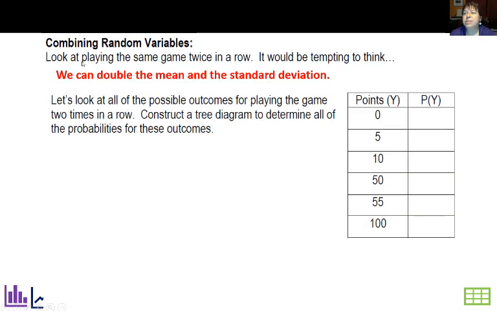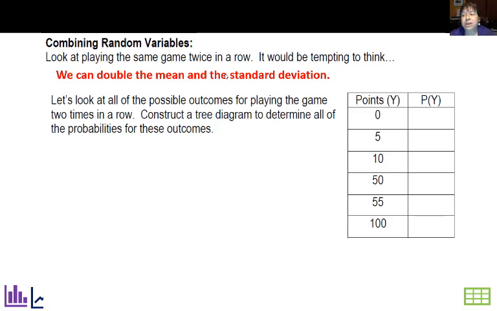So let's look at playing the same game twice in a row. You're going to say, hey, we'll just double the mean and double the standard deviation. Well, this is where it gets a little tricky, and it's very easy to make a mistake and think that you're in a situation where you can just double things. Let me explain why.